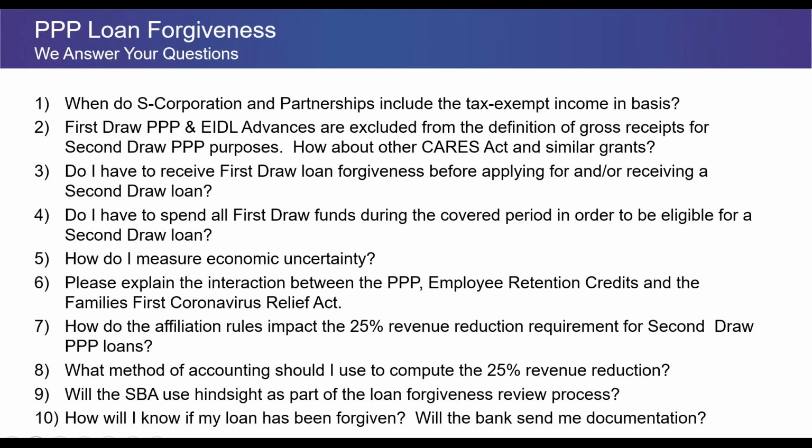Okay, question 7. How do the affiliation rules impact the 25% revenue reduction requirement for second draw PPP loans? So I will say this, the way that the rules read is that you were supposed to calculate the 25% revenue reduction, including the revenue of all of your affiliates. However, and maybe this is some of the challenge that the banks are having processing the second loans, I don't know that this is being consistently applied throughout. But what I can tell you is that the affiliation rules are being very much considered in terms of head count, right?